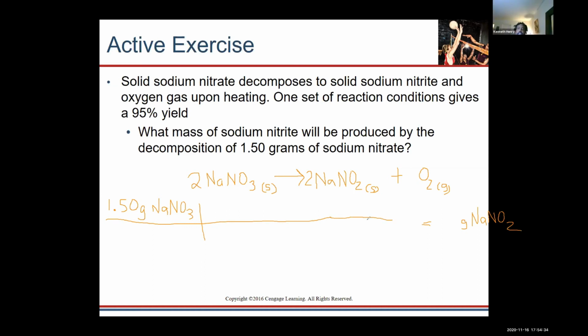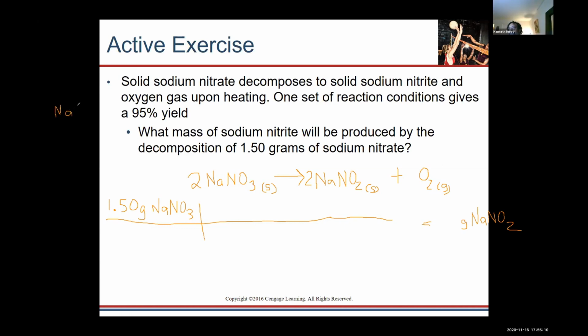So what is my first step, Jonathan? Are you there, Jonathan? Okay, that's all right. Heidi, go ahead, give me an answer. To calculate the molar mass of sodium nitrate. Okay, what is the molar mass of sodium nitrate?